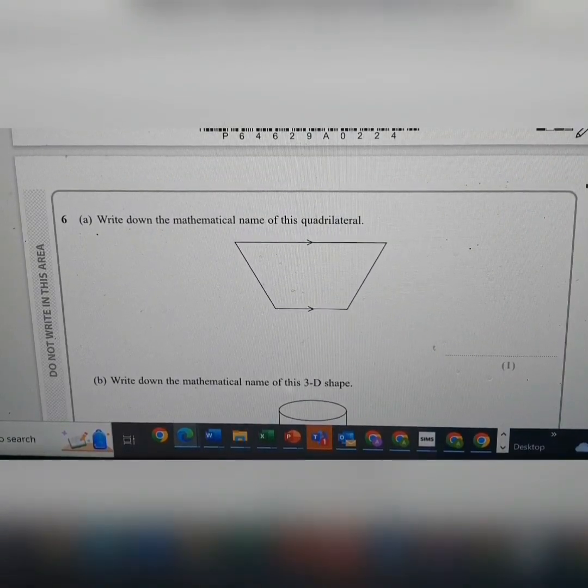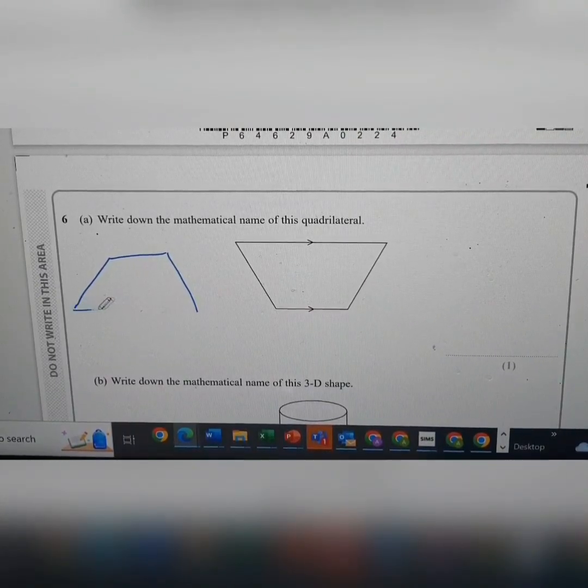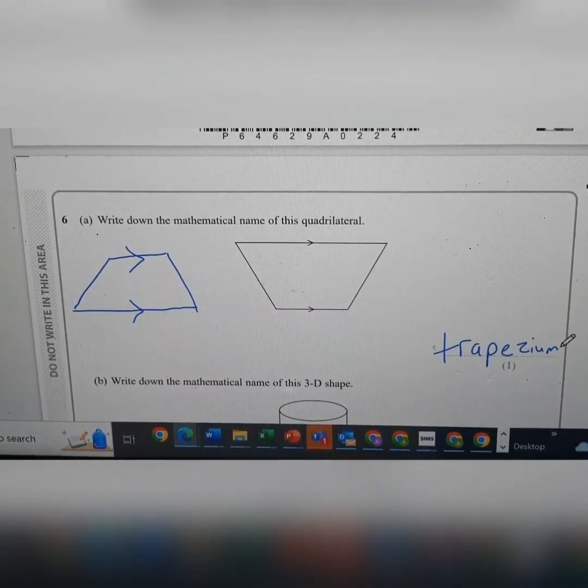Write down the mathematical name of this quadrilateral. So this is a trapezium. So it looks like the roof of a house. Sometimes they would draw it like this. I think more times really they would draw it like this. Okay, but it's drawn upside down, but it's still the same shape. It's a trapezium. Okay, next question.